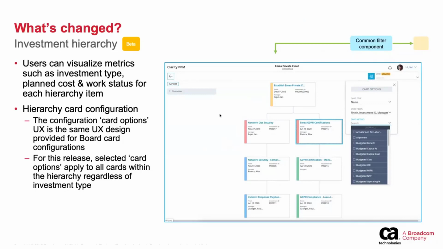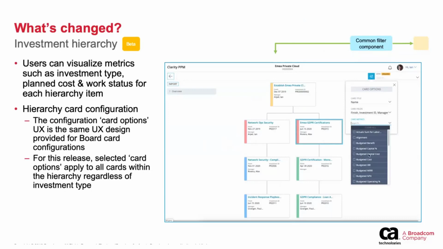There's also another thing we're looking at, just so you know: in a future release, you will be able to have metrics that are unique for each investment type. So, for example, for a project, you may have a certain set of metrics. For a product as a custom investment type, you may have a certain set of metrics, et cetera. So that'll be coming in a future release.